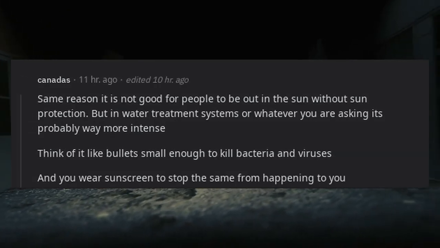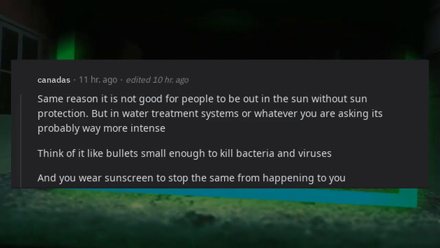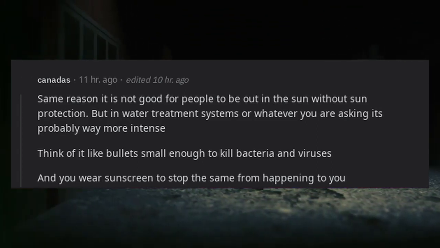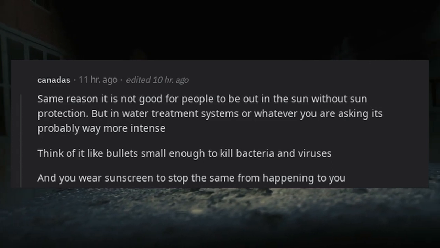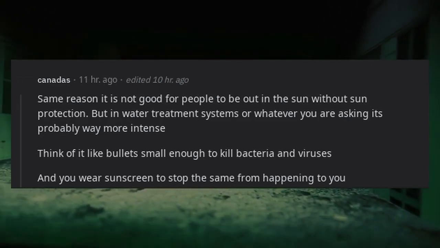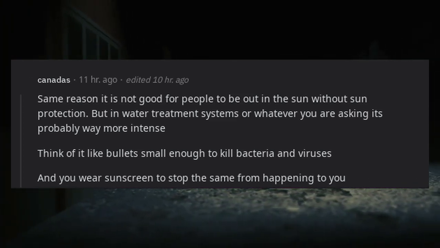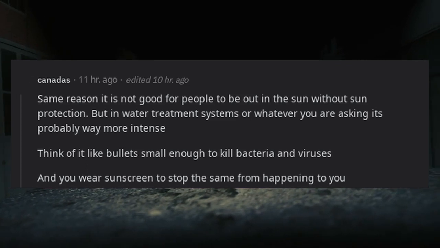Same reason it is not good for people to be out in the sun without sun protection. But in water treatment systems or whatever you are asking, it's probably way more intense. Think of it like bullets small enough to kill bacteria and viruses. And you wear sunscreen to stop the same from happening to you.